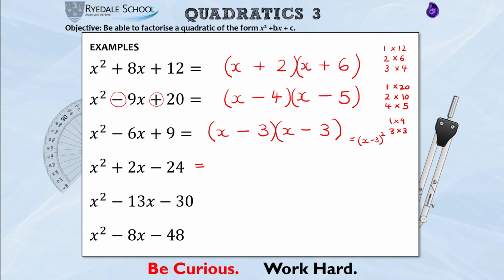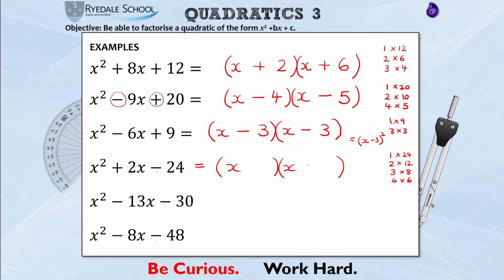How about x squared plus 2x take away 24? Okay, you should be starting to panic. We have some negative signs now. So, 2 brackets. Populate the x at the front of each, and let's think what multiplies to make 24. 1 times 24, 2 times 12, 3 times 8, 4 times 6.